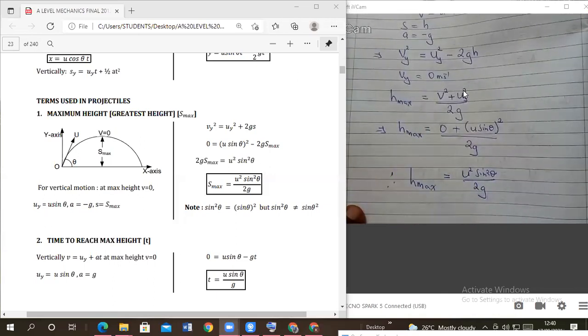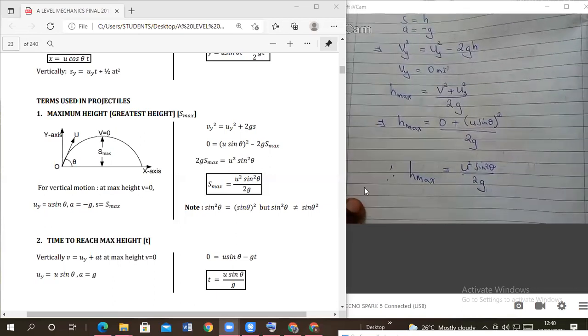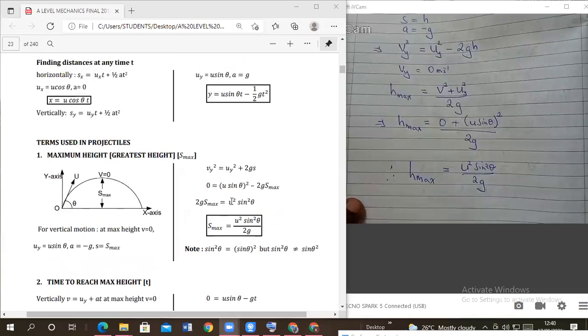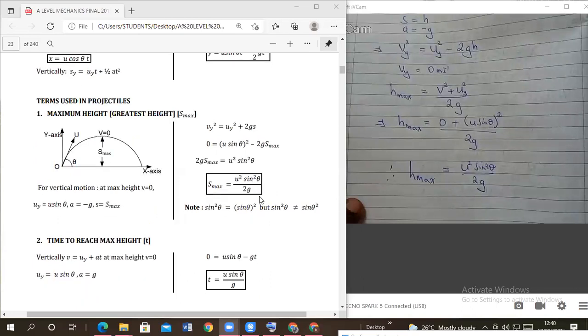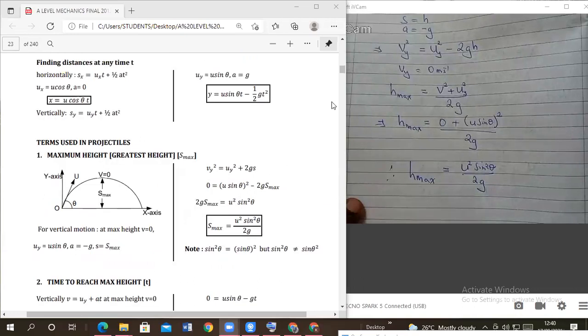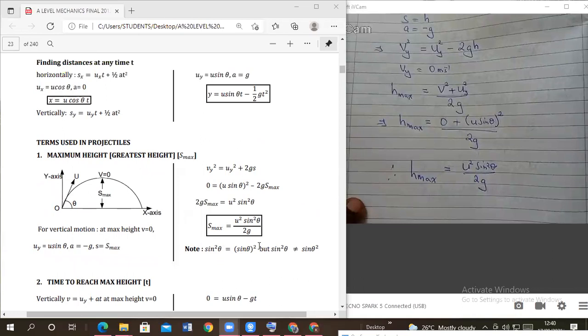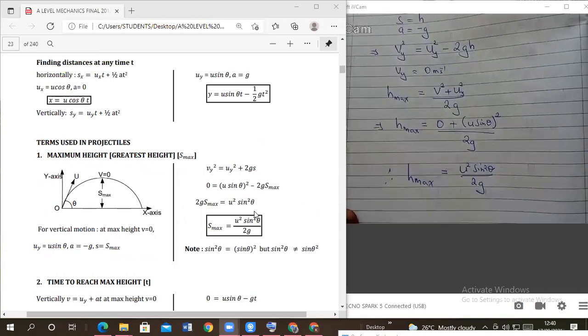Good. We have 1 minute and 30 seconds remaining. Is there any question so far? No, we are together. So that's how we find maximum height. If they ask you to define maximum height as applied in projectile, you say this is the maximum or greatest height attained by a projecting body.